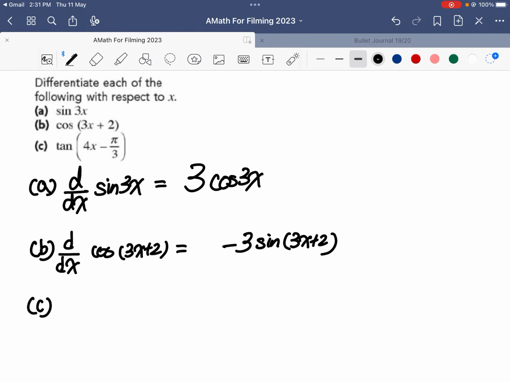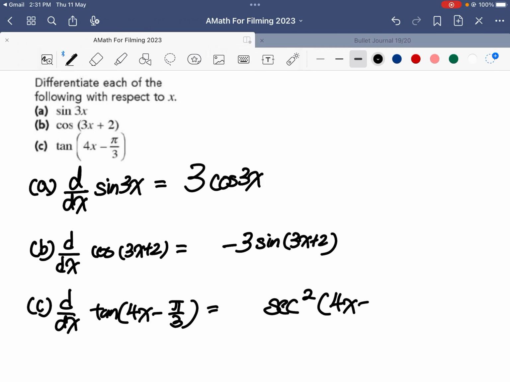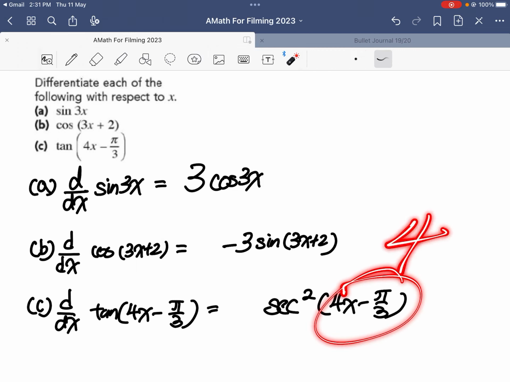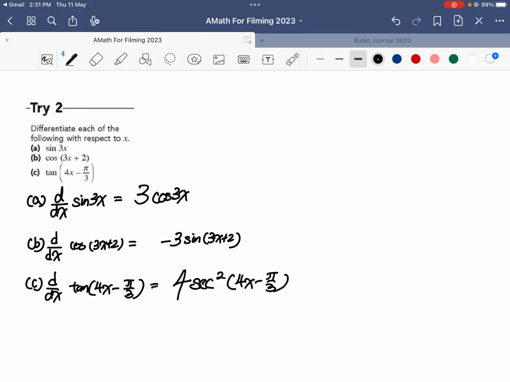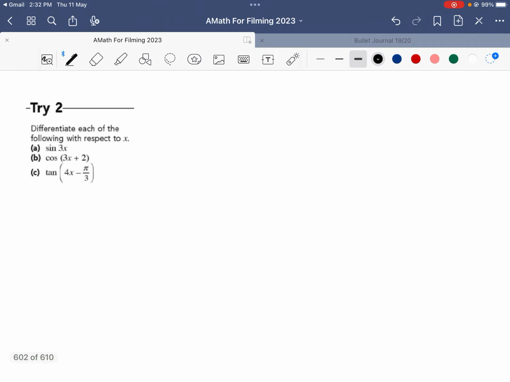Part C, I'm differentiating with respect to x tangent of 4x minus pi over 3. Immediately what I get is secant square 4x minus pi over 3. I differentiate the bracket, I'm left with 4. So I get a 4, I put it in front there. 4 times secant square of 4x minus pi over 3. And that's it for try 2.